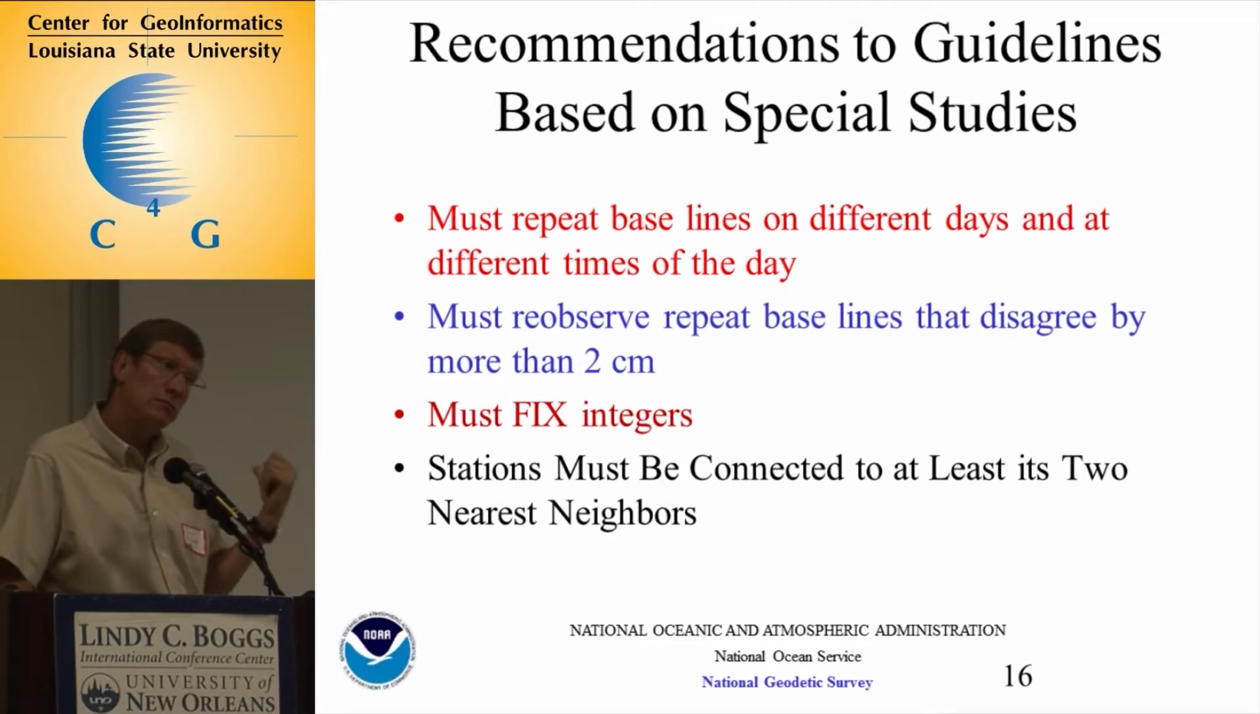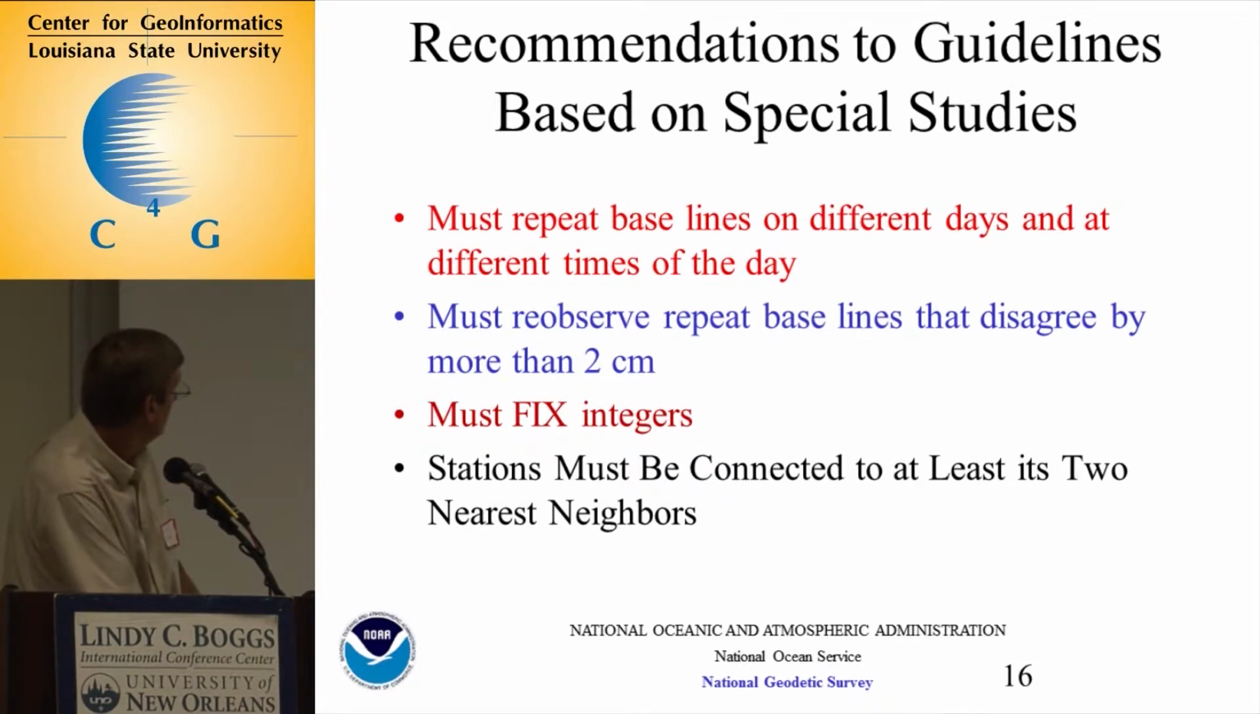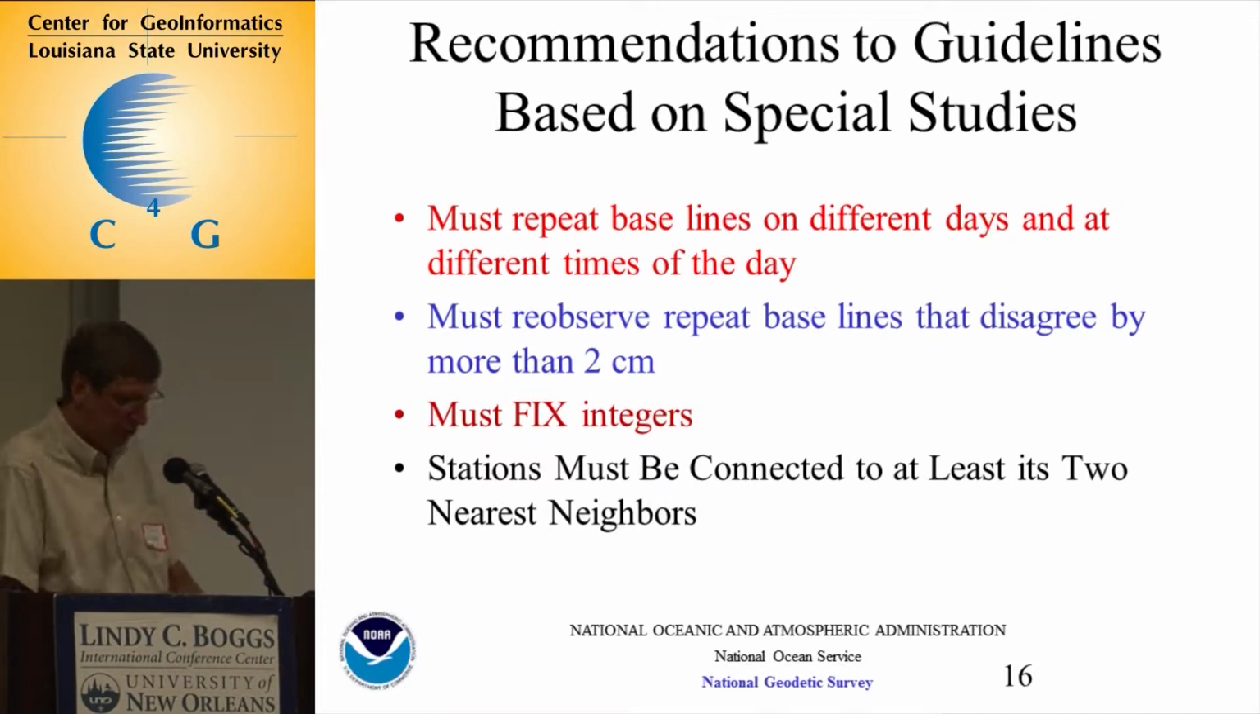Now remember, in this case I gave you before, we actually did it on different days. I did get a check. When you put it into your adjustment, you're going to find something large there, and there you should probably reobserve too. You have to fix integers. On short baselines, if you can't fix an integer, there's usually some kind of problem. This is back when people were doing float solutions, and now things are so automated for the most part. Almost everything's fixed on these short baselines. But if you can't fix an integer, then you have a problem with the data.